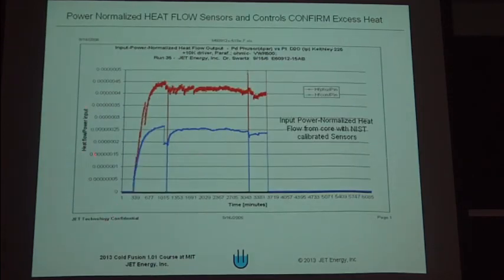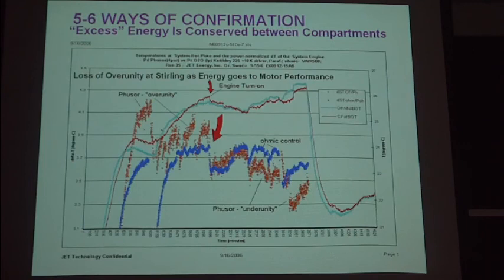This is the heat flow, input power normalized. Again, as a function of time, you take the ratio of the two to get the energy gain. Now this is interesting. This shows that what we're measuring is not an artifact. It turns out that when we extracted all of the heat to the motor, we lost the over-unity at the core. And here you can see it.